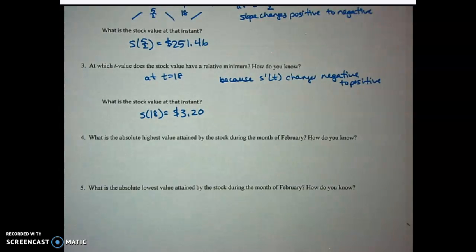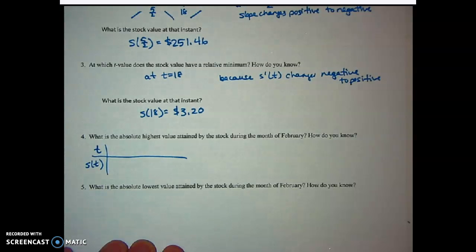Now we want to find out, questions number 4 and 5, what is the absolute highest value attained by the stock during the month of February? And what is the absolute lowest value attained by the stock during the month of February? Well, we know that the maximums are going to occur at the peaks and the minimums are going to occur at the valleys. So we know what the critical values are.